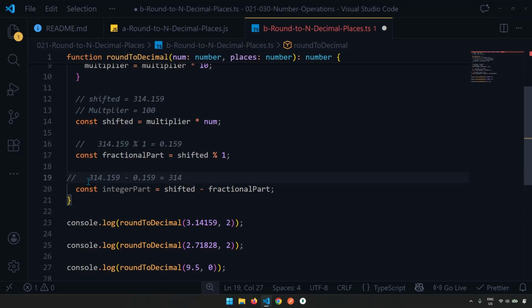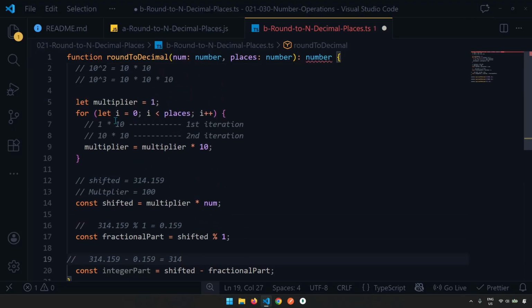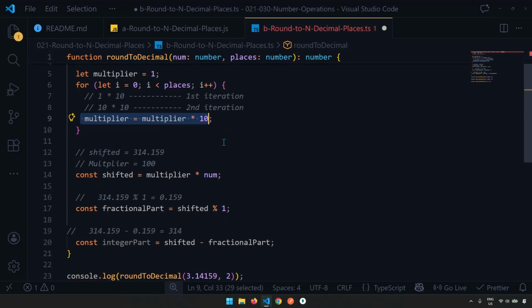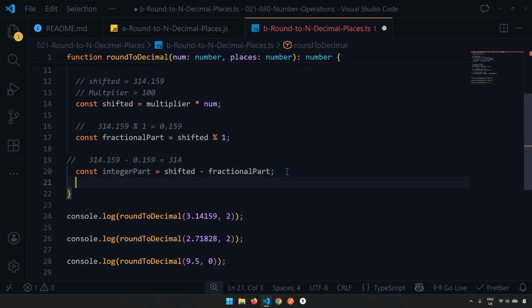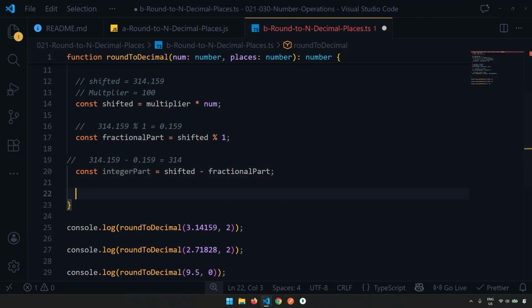I think I said that incorrectly. So we have 314.159 minus 0.159, we get 314. So if I divide this 314 by my multiplier, which I know is 100, I'm going to get 3.14, and that's the solution, right? But the problem is, what if the next number is 5 or above? And that's no longer going to be 3.14, that's going to be 3.15. So that rounding is where we actually end up with the headache.